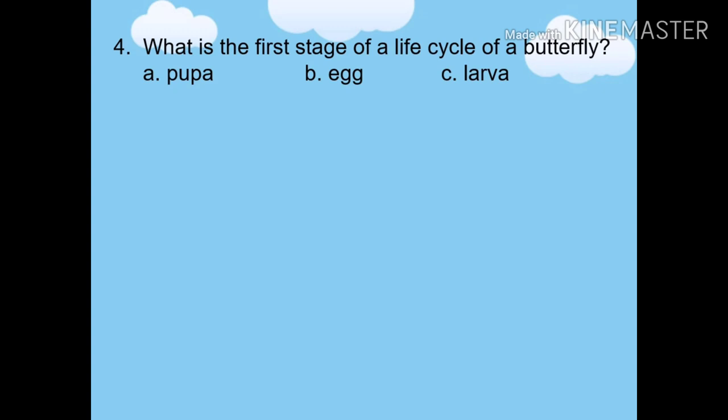Number 4. What is the first stage of a life cycle of a butterfly? Letter A. Pupa. Letter B. Egg. Letter C. Larva. Again, what is the first stage of a life cycle of a butterfly? A. Pupa, B. Egg, C. Larva.